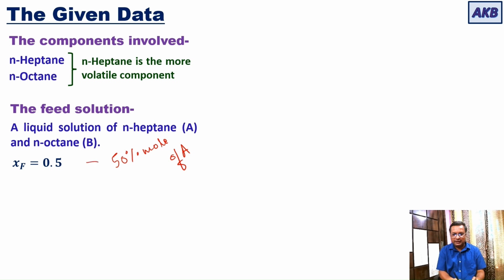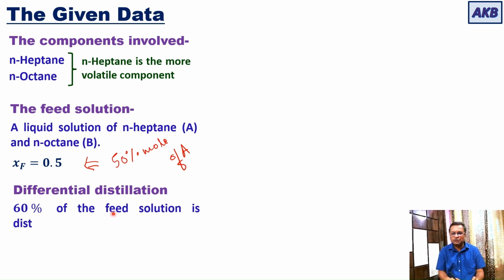And that's why XF, if converted to fractions, would be 0.5. Then differential distillation, that is simple distillation, is used, and in this process 60% of the feed solution is distilled. So 60% of the original feed solution is distilled. That means the distillate obtained is 60% of the feed solution.